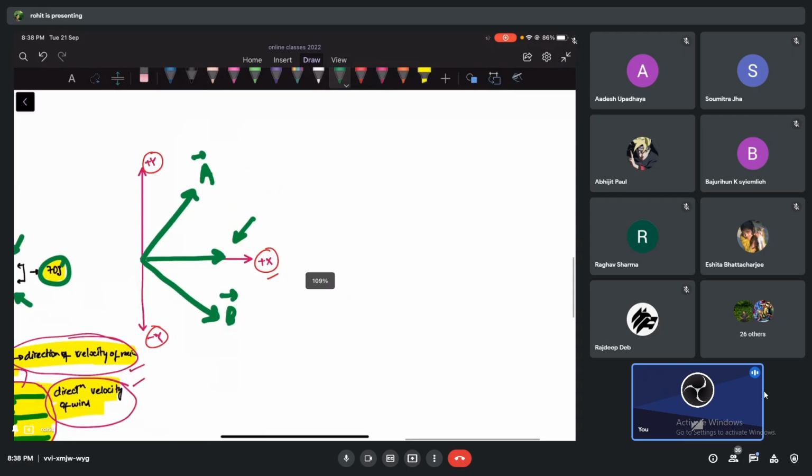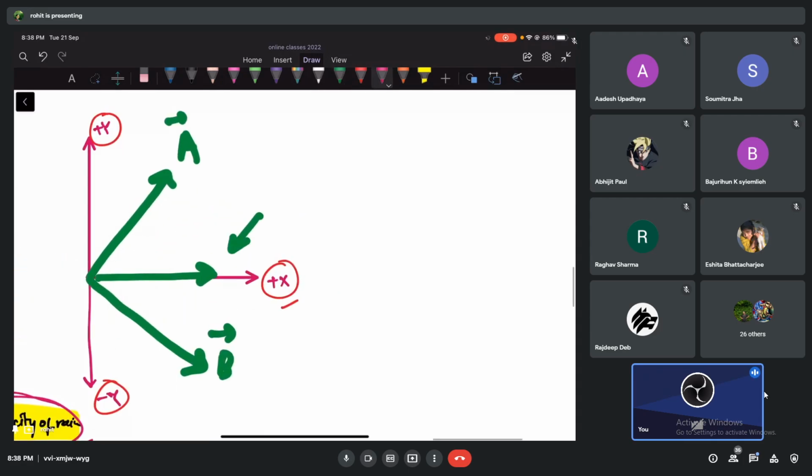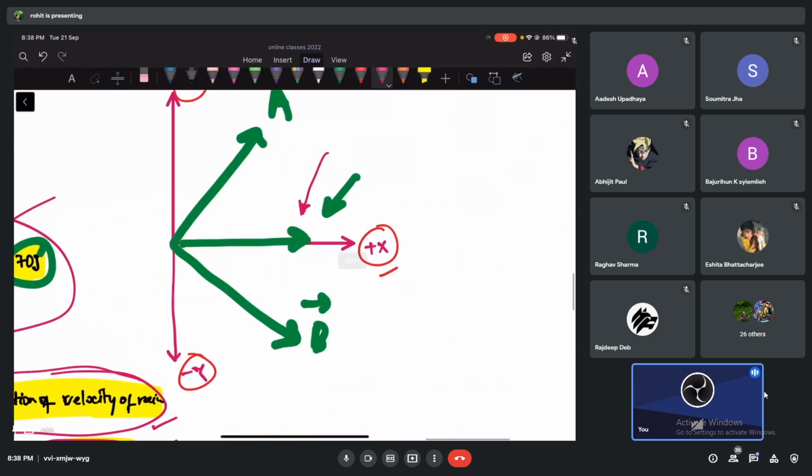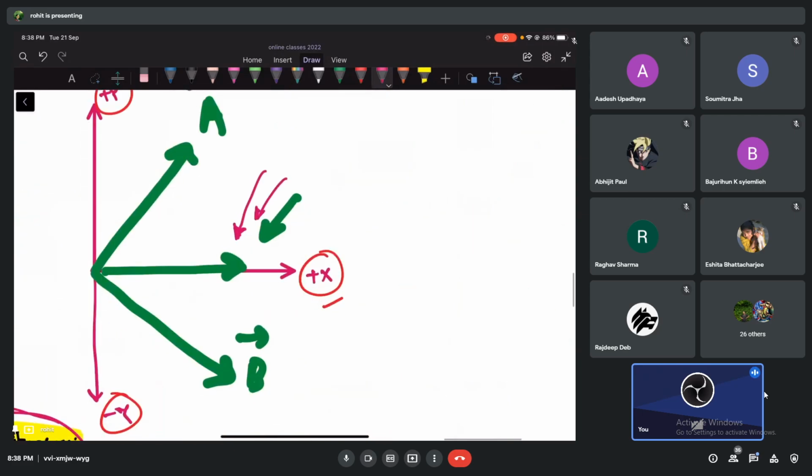So direction is very important, right? You just cannot tell me that the total will be this. You have to mention the direction. In scalars it was very simple, just add or subtract. But here you have to tell me where the resultant will be.